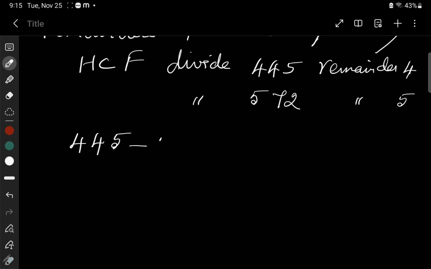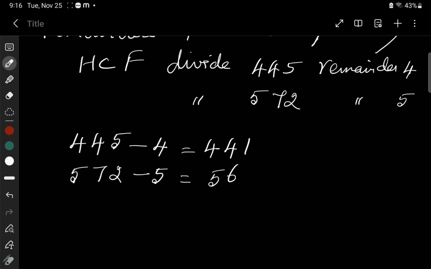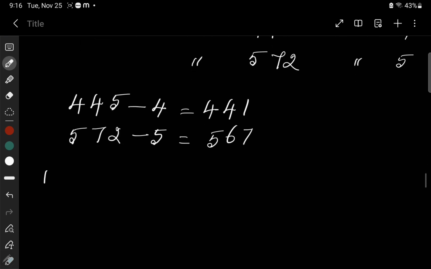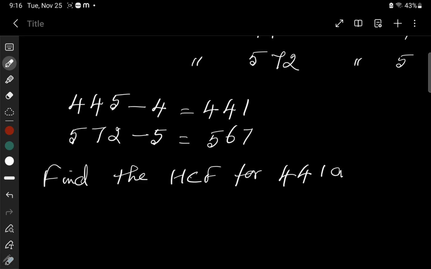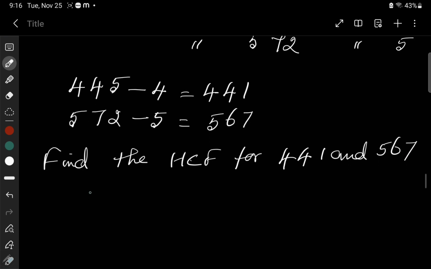445 minus 4 is equal to 441. 572 minus 5 is equal to 567. Now you find the HCF of 441 and 567 by Euclid's division algorithm method.